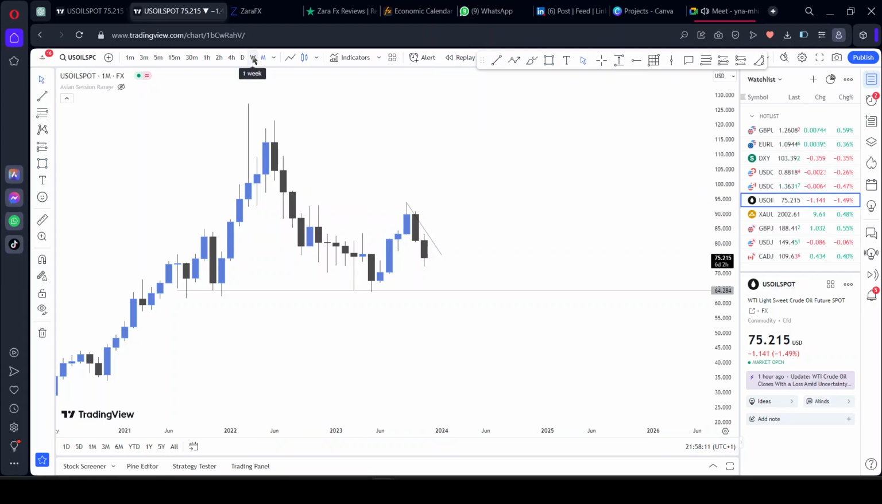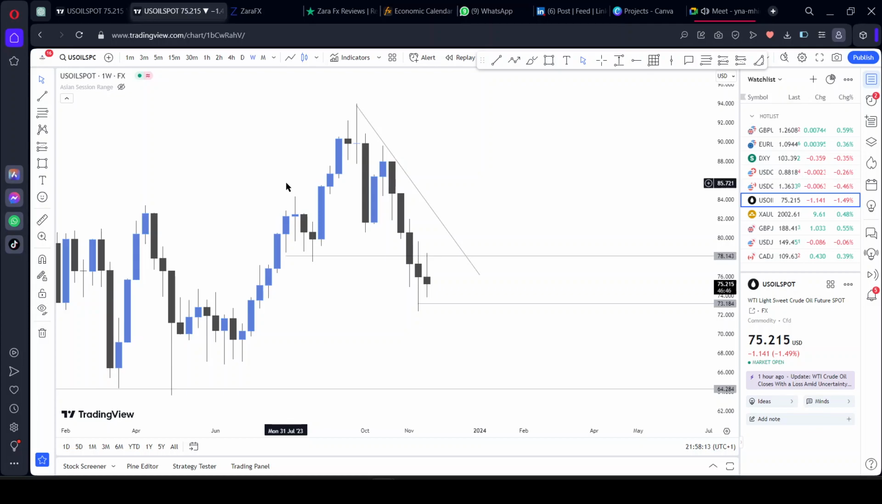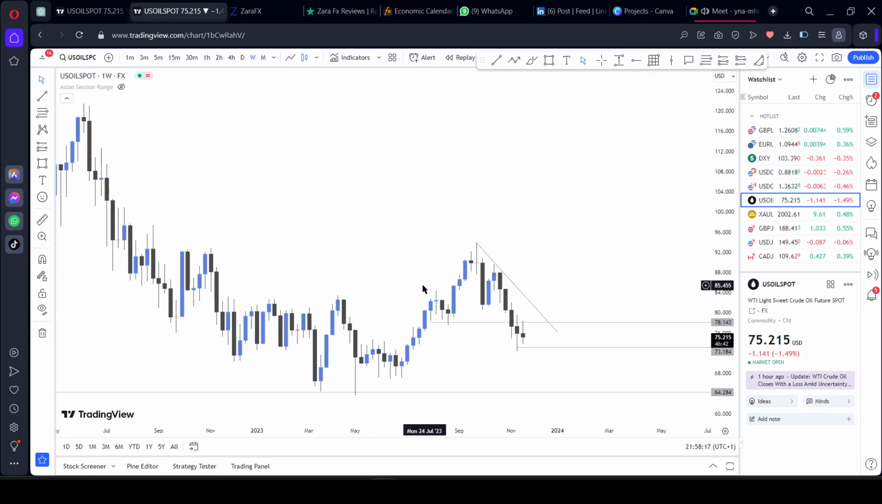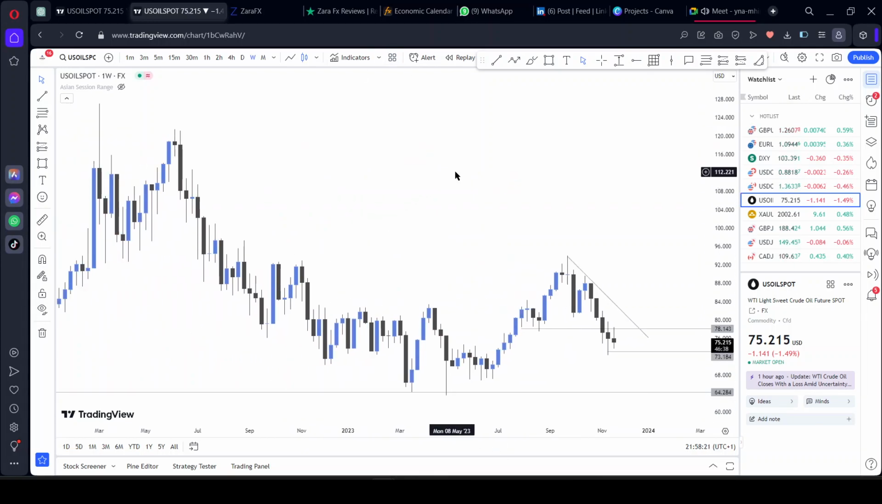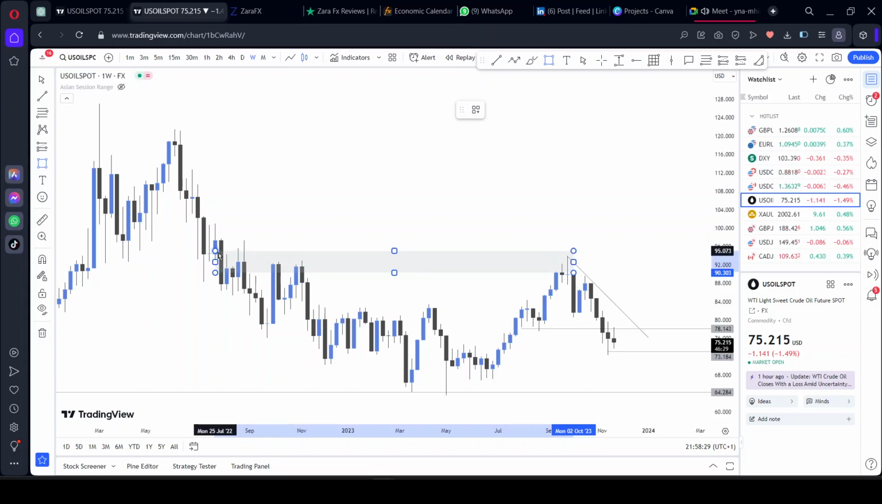I'll go back to the weekly time frame. This chart, we actually analyzed it earlier this week, right? But this current move in the market, we've not talked about it. So now, what do I do again? I'll still come back and drag my rectangle from this zone. I'll just be dragging left to see if I'll hit any zone. And I can see that there is a zone here.